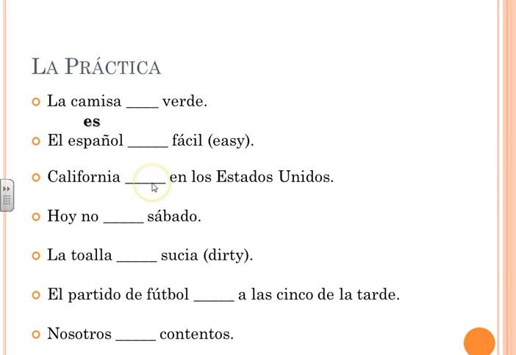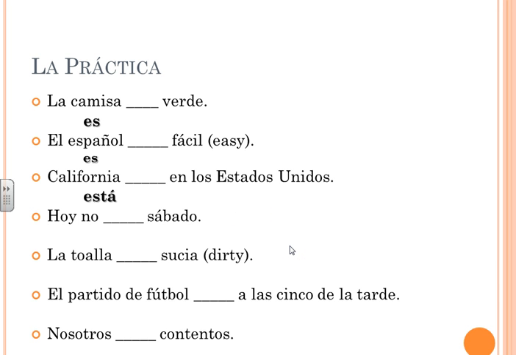El español blank fácil. Spanish is easy. Which is do we need? Again, we're going to need es because we're talking about a description or a characteristic. California blank en los Estados Unidos. So California is in the United States. It is located and it is not an event, so therefore the is we need is está. California está en los Estados Unidos.